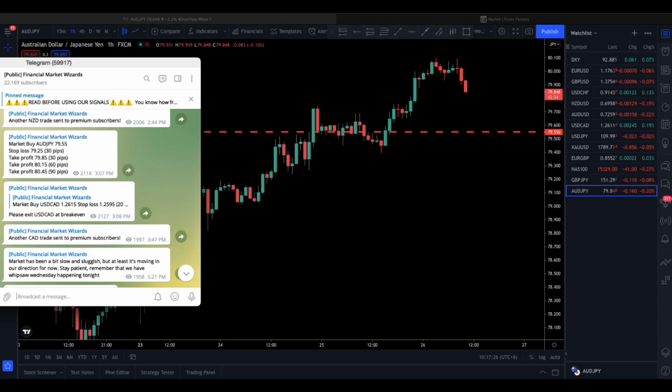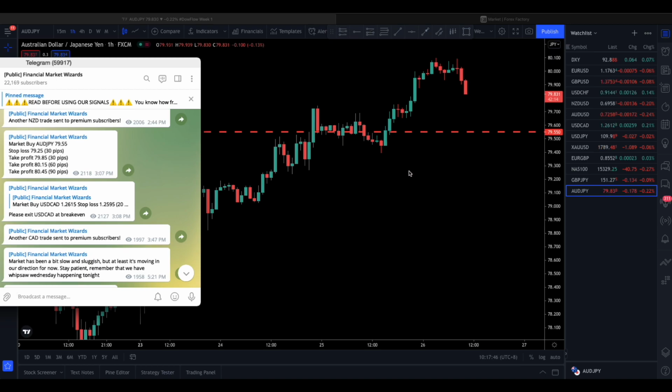I want to do a quick review of this Aussie Yen trade that we took just yesterday at about 3 p.m. Okay, this trade went on to hit the first take profit, and right now it seems to be falling. But I just want to do a quick video explaining why we took it. Want to break down the rationale, what we were seeing in the market.